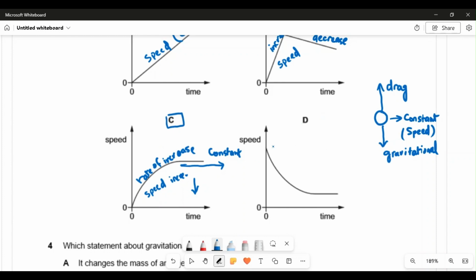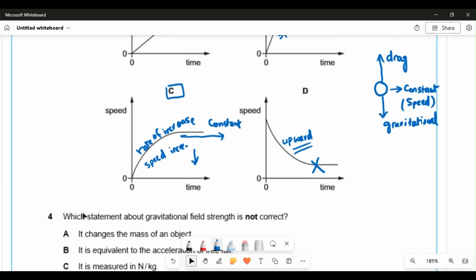Getting to the D first, it shows that speed is reducing and then it is. So it can be something moving upward, not downward. And then when it goes upward, speed becomes zero at a moment. So it is, you can say, an unrealistic thing. That is not our option. So our choice for this question will be C.